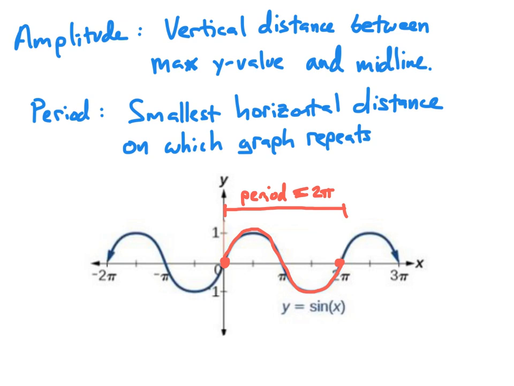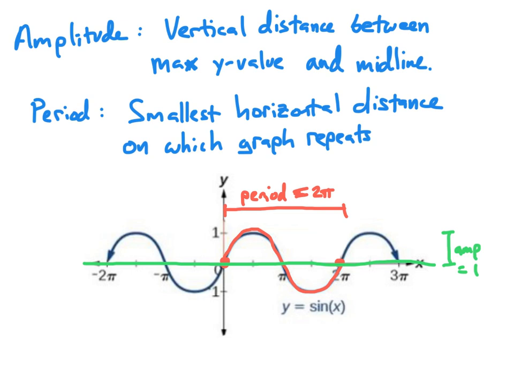For the amplitude here, we really need to start by identifying the midline of our graph, and in this case, that is the x-axis. If we sketch the x-axis in green, notice that this cuts horizontally right through the middle of our graph. The graph goes 1 unit above and 1 unit below, indicating this is the middle of our graph. The amplitude is the vertical distance between the max value, which here is 1, and the midline, which is 0. And so our amplitude is equal to 1 for the graph of sine of x.